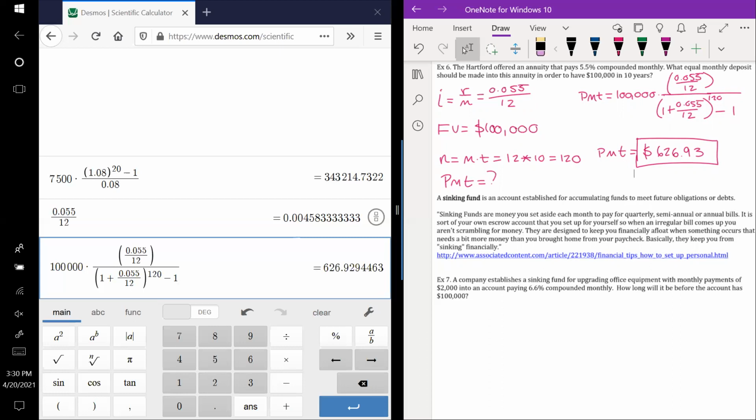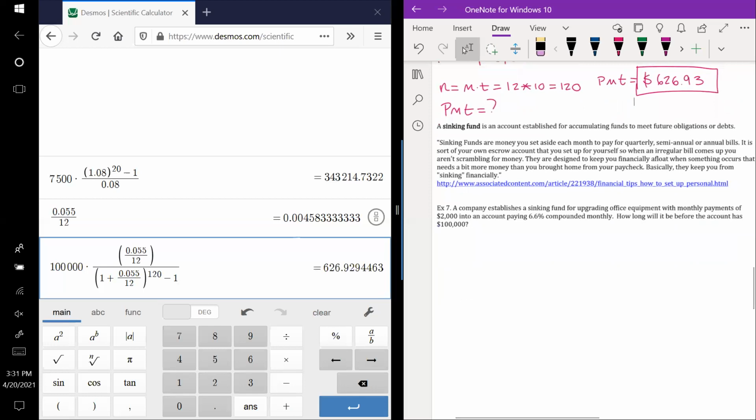So a sinking fund or a nest egg or an emergency fund, I don't even know if people have those anymore. But it would be great to have one, some backup money. Always ideal.